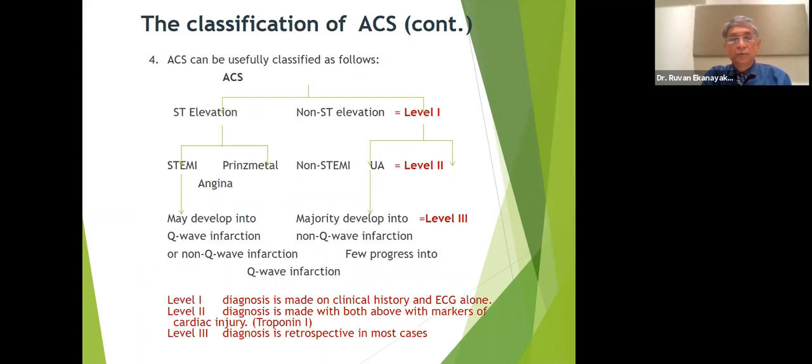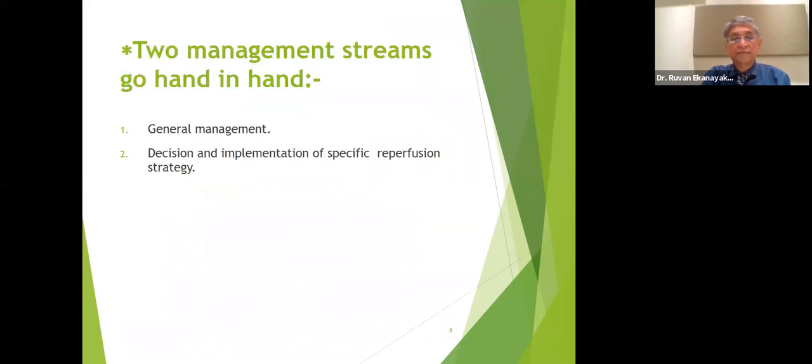Now, at level 2, where you have the troponins also brought in, the ST elevation acute coronary syndrome becomes either STEMI or Prinzmetal's angina due to coronary artery spasm, and the non-ST elevation acute coronary syndrome becomes either a non-STEMI or unstable angina. At level 3, which we diagnose a few days later, some develop Q waves, some do not develop Q waves, and some even normalize.